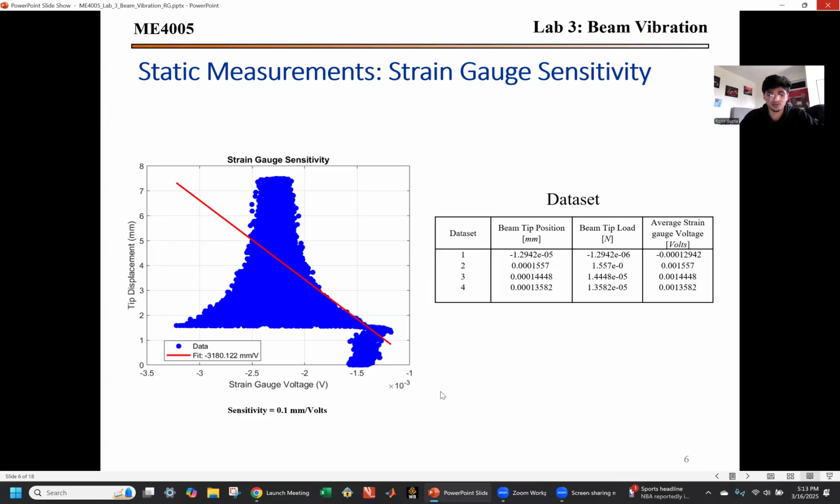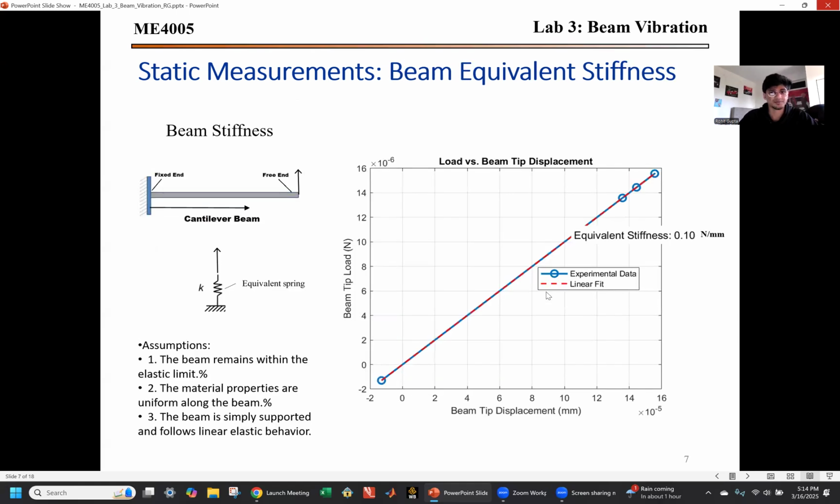The purpose of this task was to determine the strain gauge sensitivity by analyzing the relationship between its voltage output and beam tip displacement. The beam was loaded at its tip and corresponding displacements and voltage readings were recorded from multiple trials. The results showed a linear relationship where voltage increased proportionally with displacement. Sensitivity, calculated as the slope of linear regression, was found to be 0.1 millimeters per volt, like I said. This confirms proper calibration, and everything else that could be wrong with this is because of equipment failure.